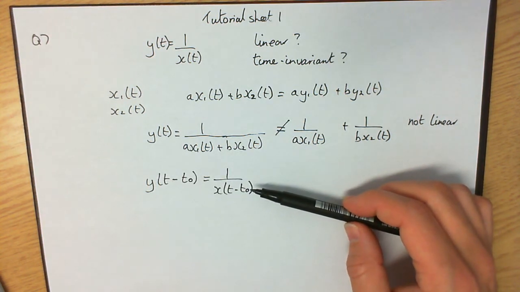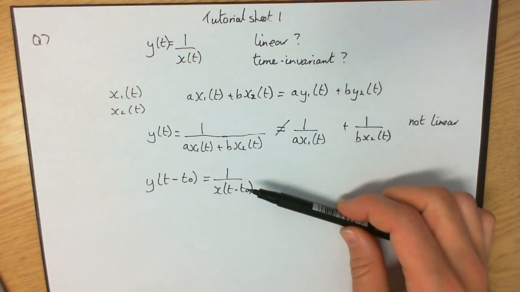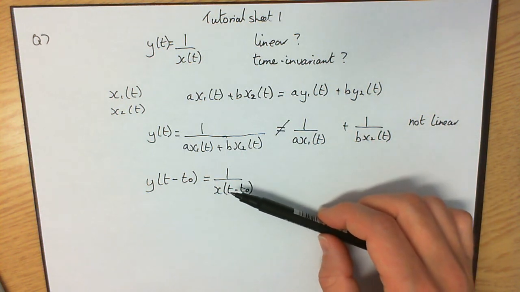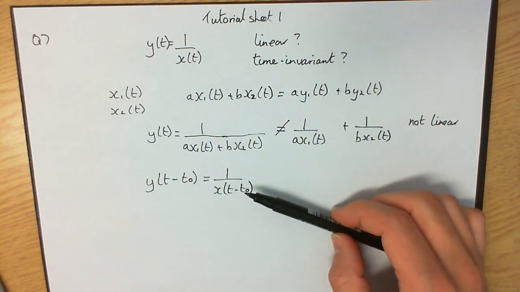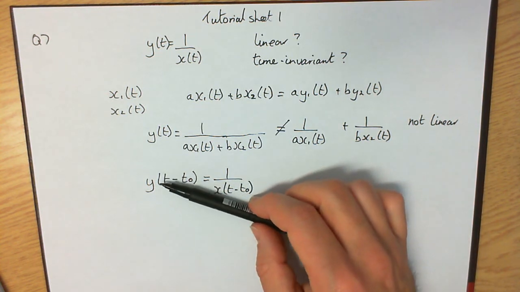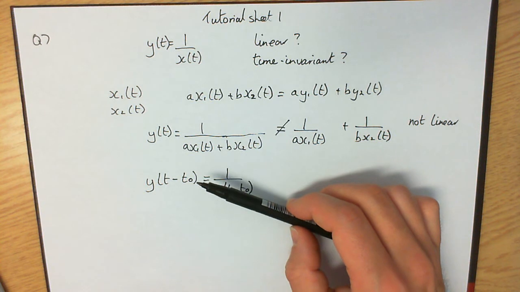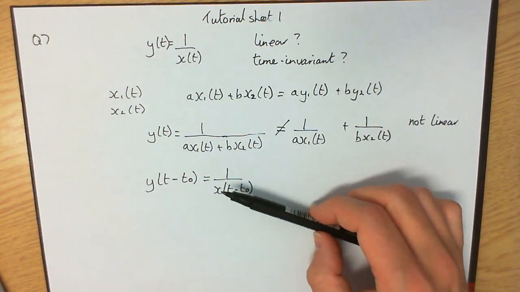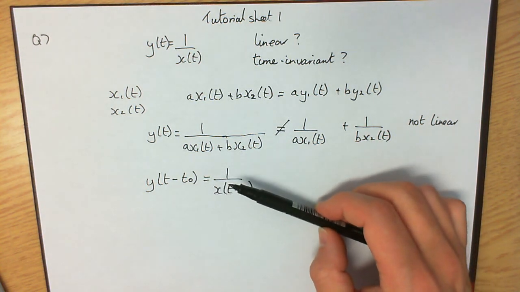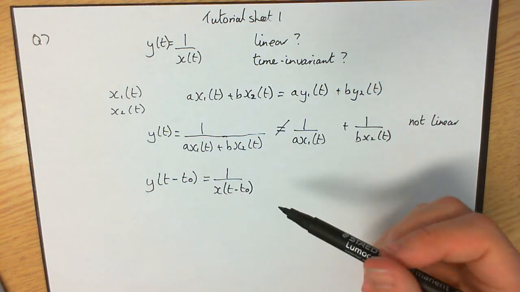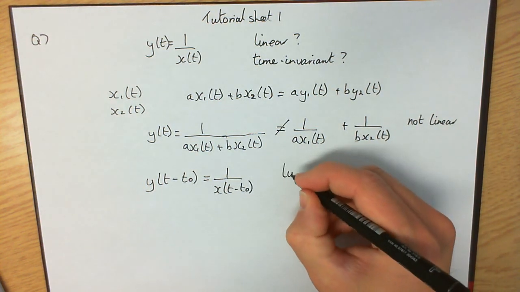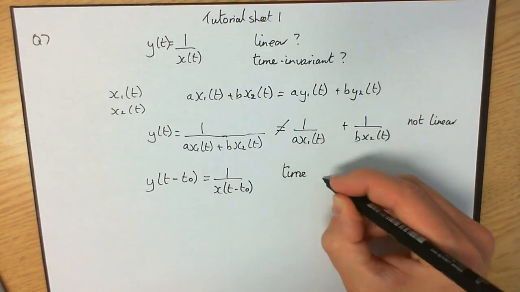And for a function like this, it is. In other words, if I shift x of t to x of t minus t naught, I will simply be shifting the output y of t to y of t minus t naught. In other words, it doesn't depend on the time that you actually have the input. So in this case, it is time invariant.